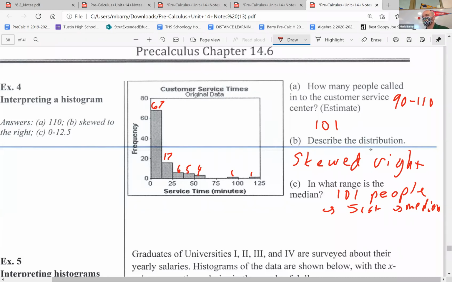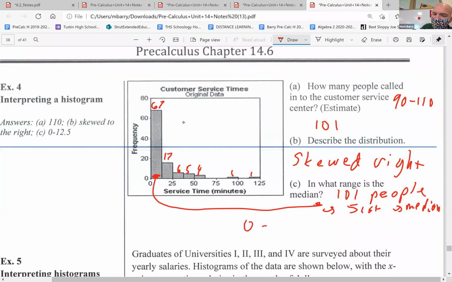So where is the 51st person? Well, we have 67 people in the first category, right? So the median has to be in there, because the first 67 people are in there. So of course the 51st person is there. The 50th person is in there. The 52nd person is in there. Even if I had Miss Asmore's estimate of 110, the median would be the 55th person. They would still be in there, correct? So the median has to be in that range.